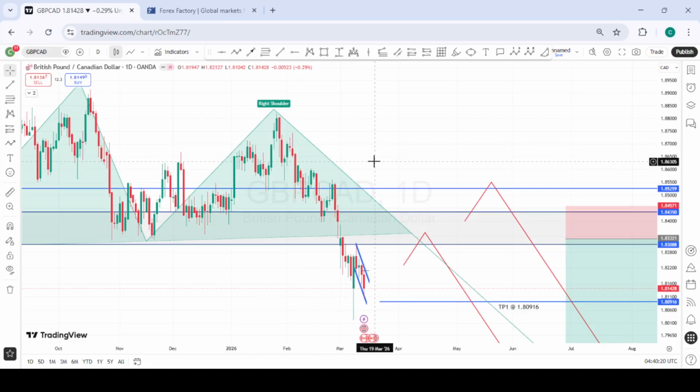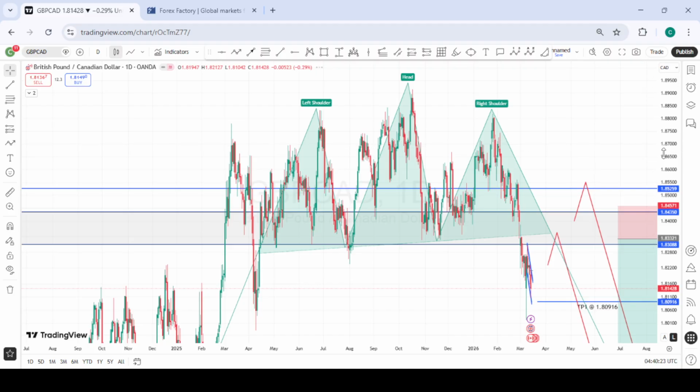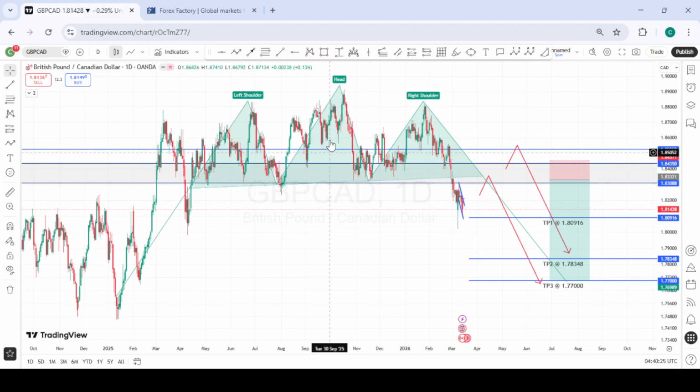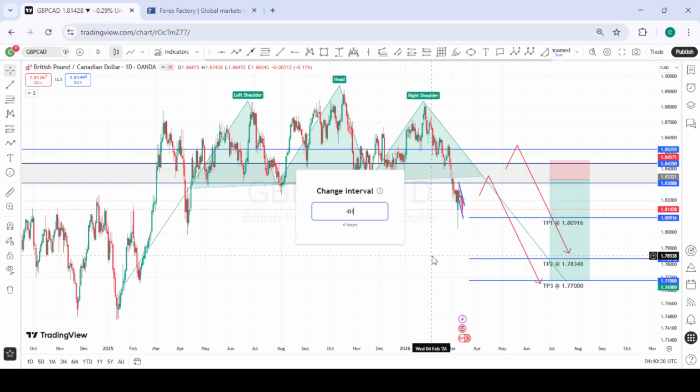This is GBPCAD. Last week we identified this head and shoulder formation, and we anticipated that price was going to pull back to retest the neckline of the head and shoulder formation to give us selling opportunities to the downside. I think price tipped it a little bit, but it wasn't convincing enough.